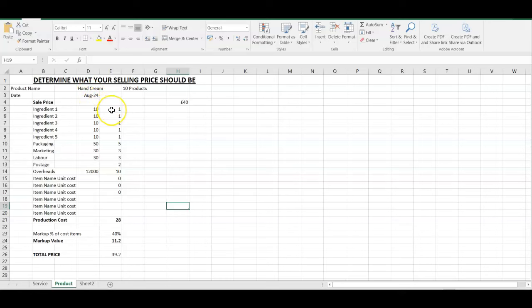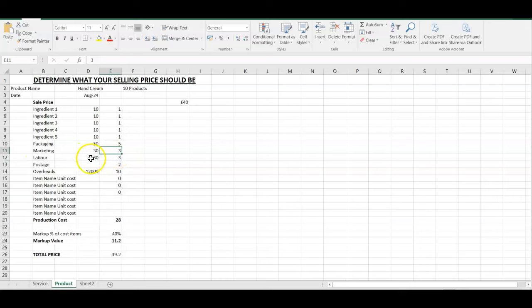Okay, so for each hand cream jar, if it's £10, it's going to be £1 per ingredient. Let's say it's the same for the next ingredients. So it's costing me £1 ingredient 2, £1 ingredient 3, £1 ingredient 4, £1 ingredient 5. So let's say the packaging that I'm using is costing me £50 for packages for 10 products. That's £5 each. Let's say my marketing costs me £30 to sell 10 products. Then that's £3 each per unit.